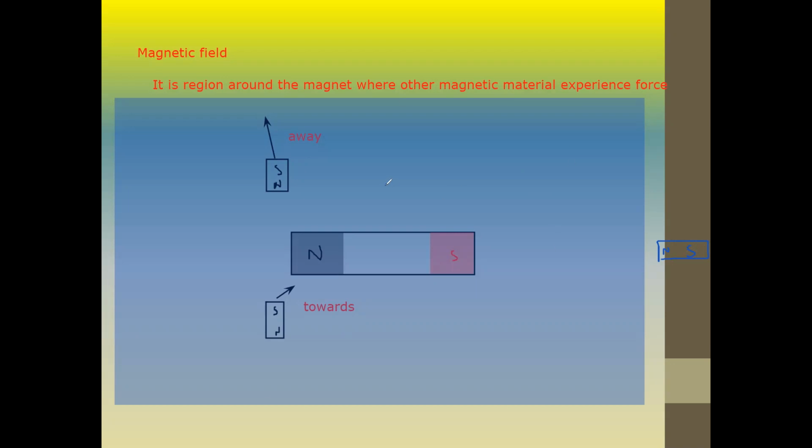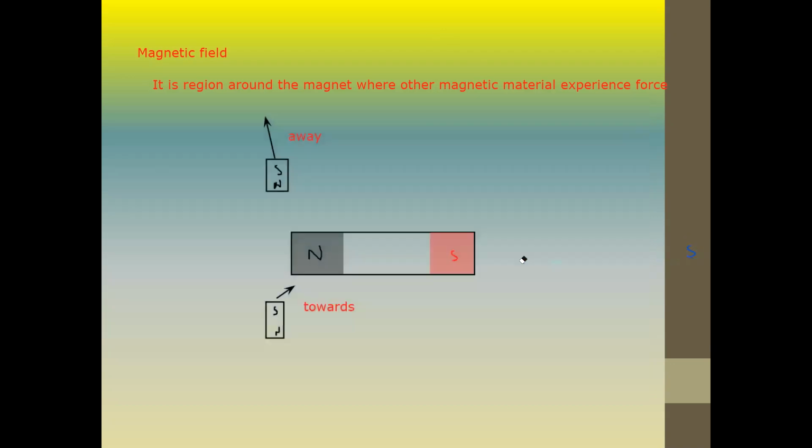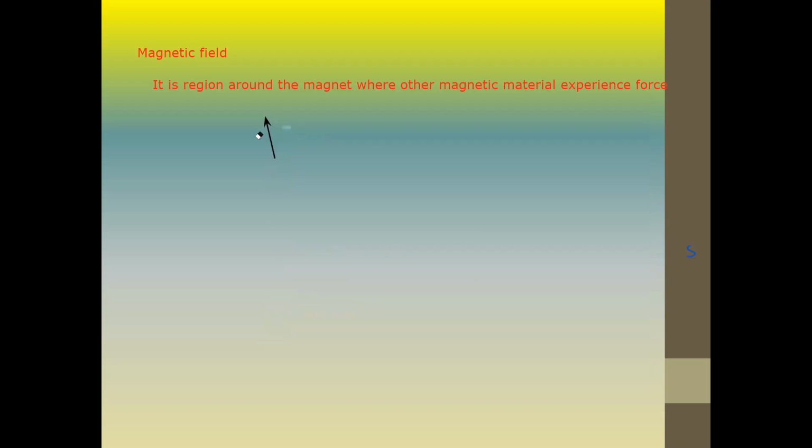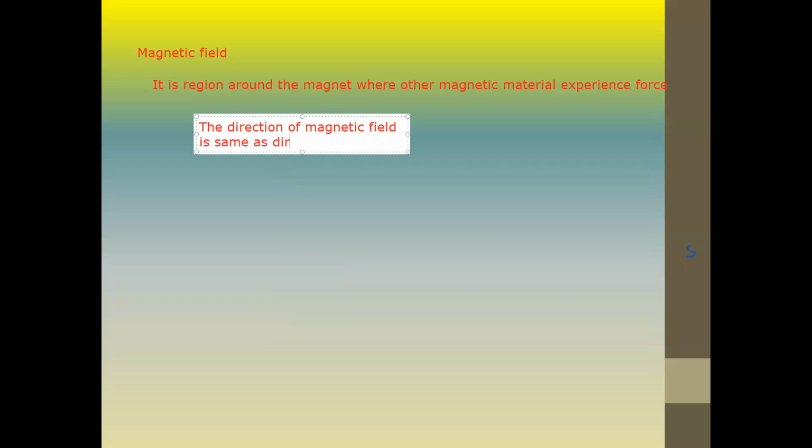So the space, the region where other magnetic material can experience force, we call a magnetic field. And what is the direction of the magnetic field? The direction of the magnetic field is the same as the direction in which a North Pole experiences force.